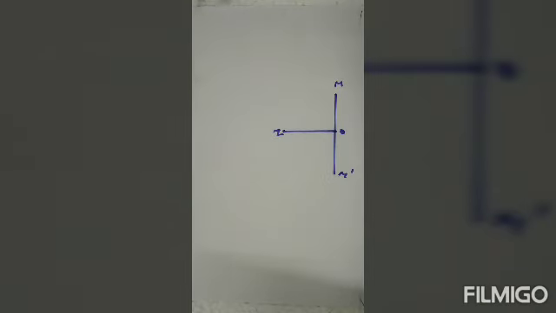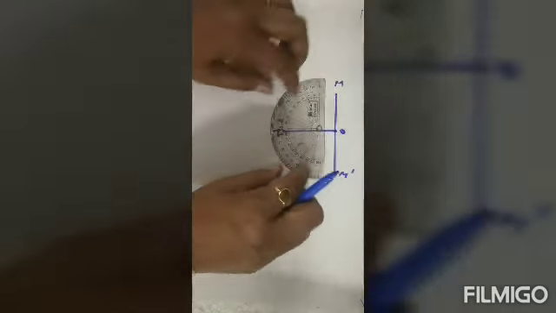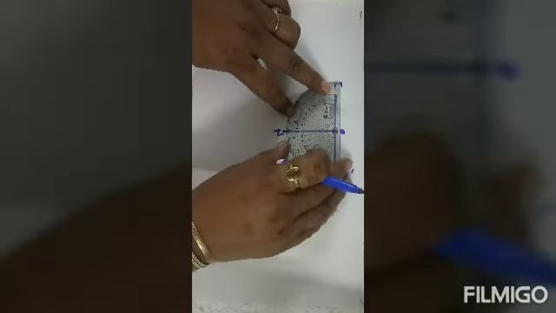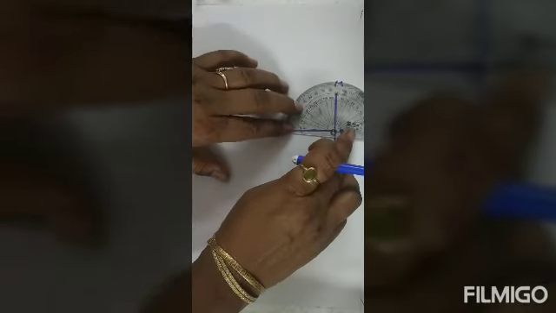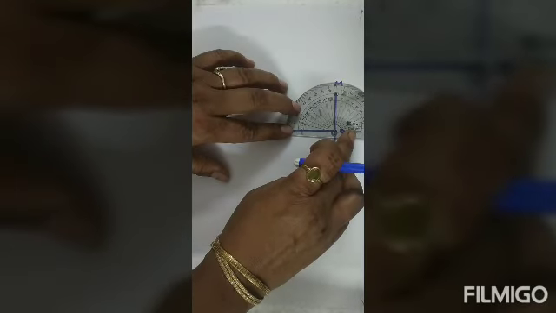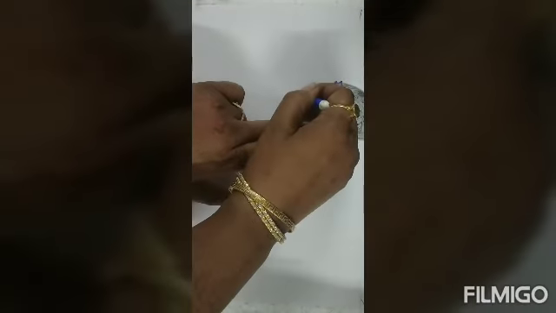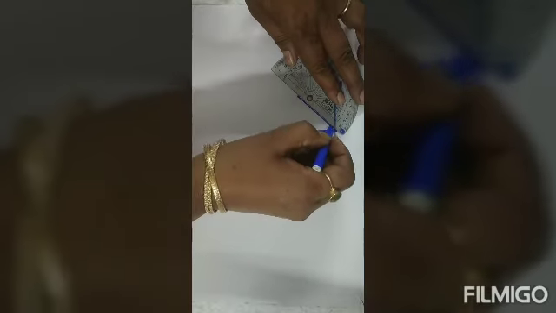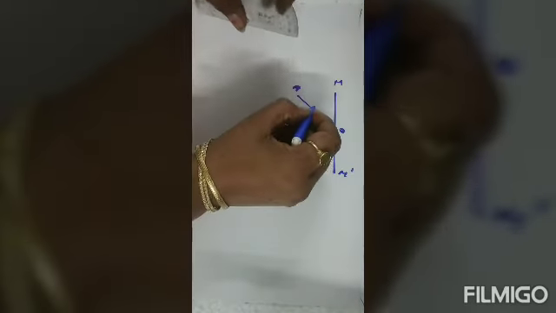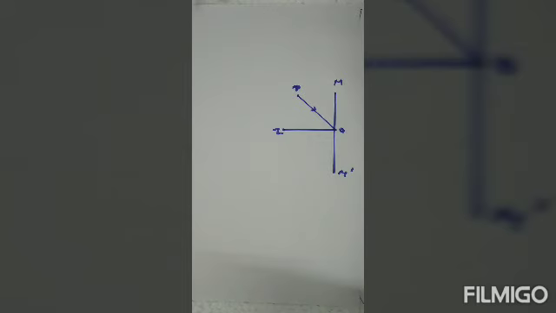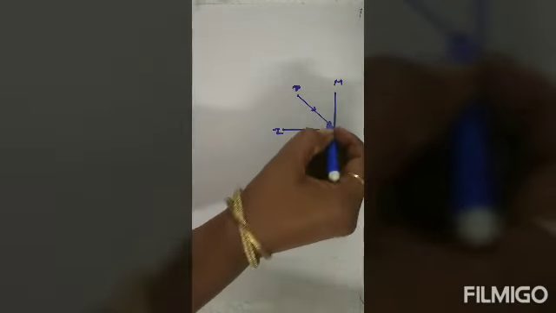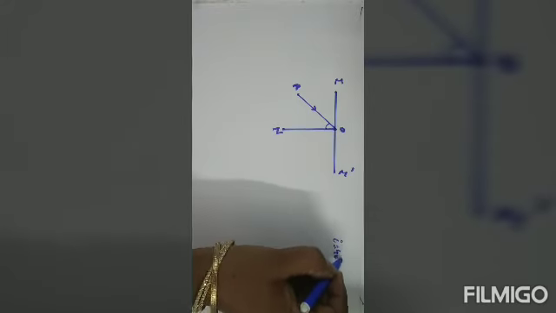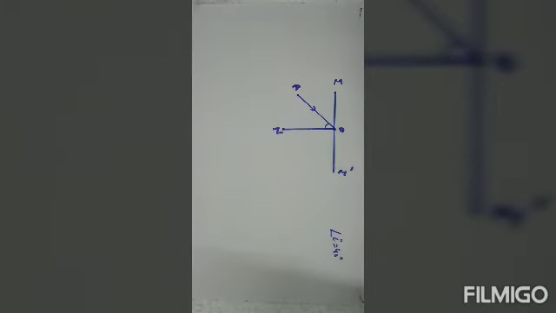Draw a line OA such that angle AON is equal to 40 degrees. So place the protractor and mark the angle from the normal. Say the angle is 40 degrees. Join the points. Name it OA and make the arrow. So here OA is an incident ray. It makes an angle I that is equal to 40 degrees. This is the angle of incidence.